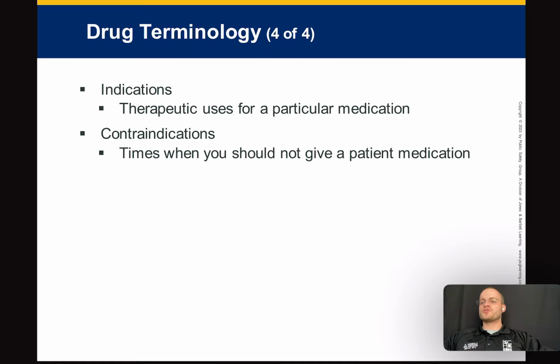Contraindication. So this is times when you should not give a patient medication. So an example, right? It is contraindicated to give nitroglycerin to someone who's taking erectile dysfunction medications like Cialis or Viagra, right? It'll drop their blood pressure too low. So that's an absolute contraindication. You cannot give nitroglycerin, which is an EMT basic drug that we use to treat chest pain, to someone who's taking erectile dysfunction medications like Cialis or Viagra. It could actually be fatal if you do. So that's an absolute contraindication.